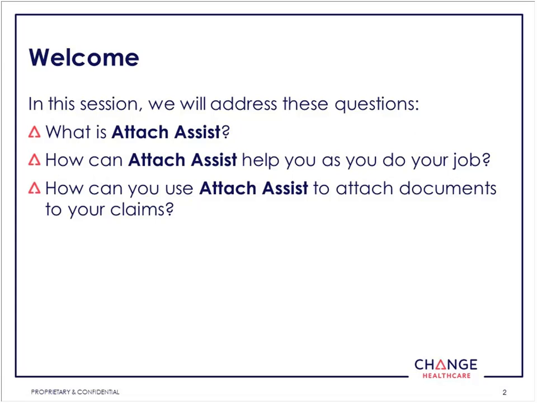Now, again, I want to mention that it's a contracted function. So in order to gain access to this particular feature, if your organization doesn't have this functionality, you're going to have to reach out to your account executive and start communications with them in order to get that contracted item placed on your dashboard. All right? So we'll talk about a couple of things today: what Attach Assist is, how Attach Assist can assist you with your job functions, and how you can utilize Attach Assist.